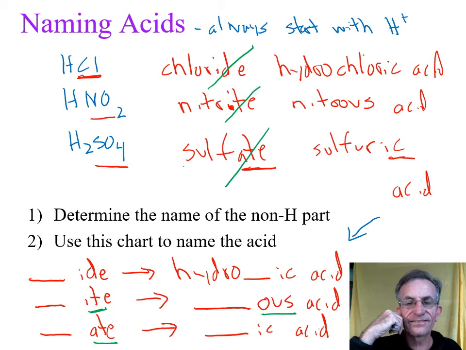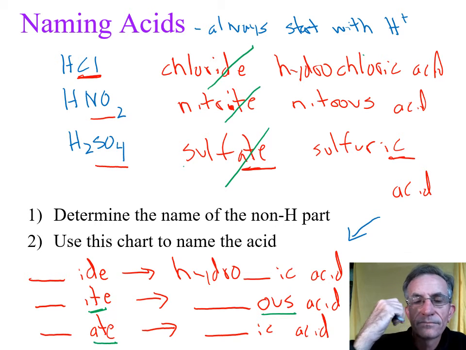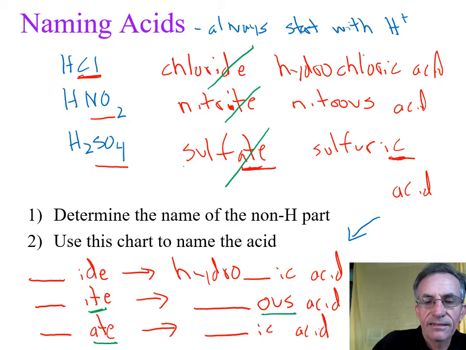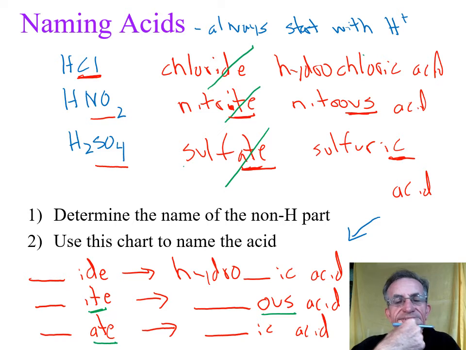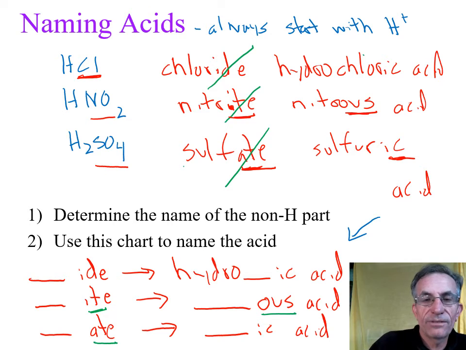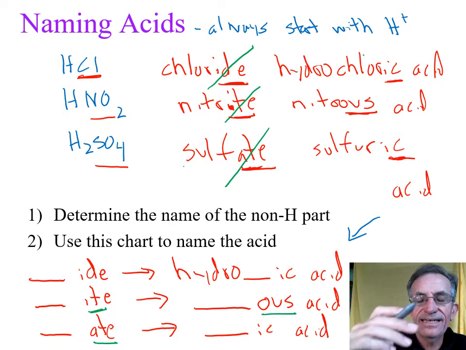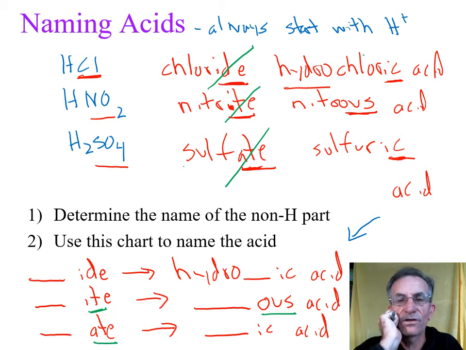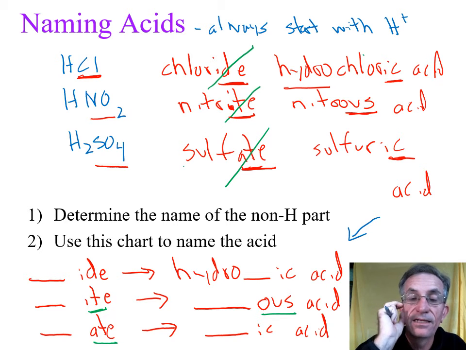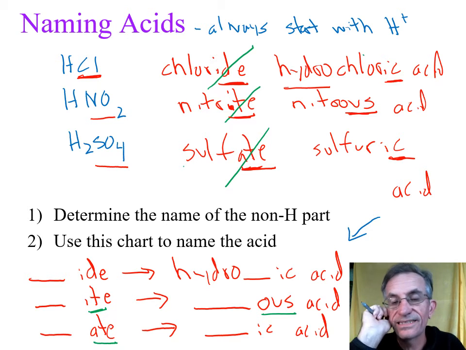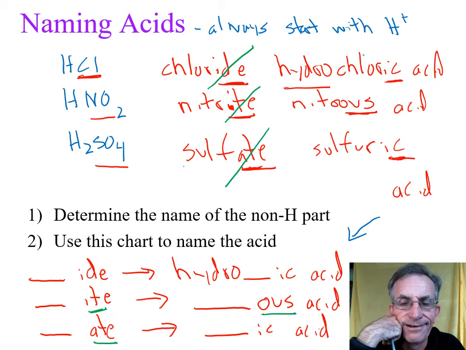All right, let's review and let me see if I can give you a few more hints on this. All right, so ate turns into ick. Ite, take off the ite, replace it with us. That's the middle line in your chart. The top line says, if the name of the non-hydrogen part ends in ide, you're going to take off the ide and you're going to make it ick, and you also use a prefix hydro, so hydrochloric. All right, so it's good to be familiar with all these changes we make. Ate turns into ick. Ite turns into us. Ide turns into hydro-ick.